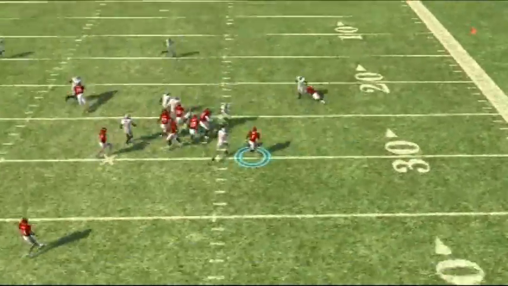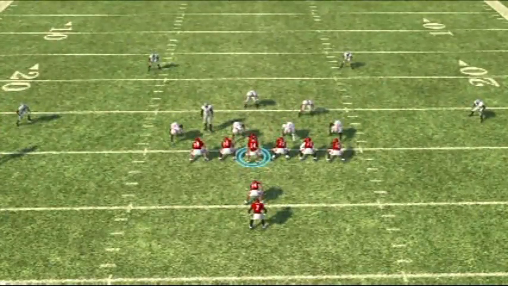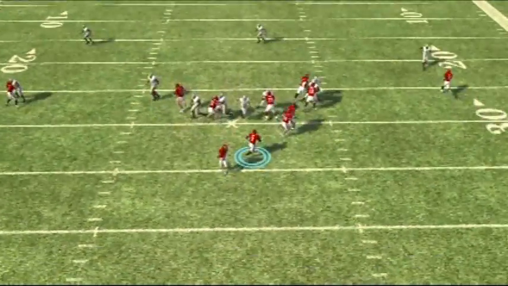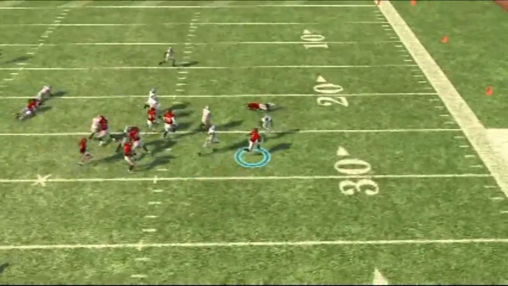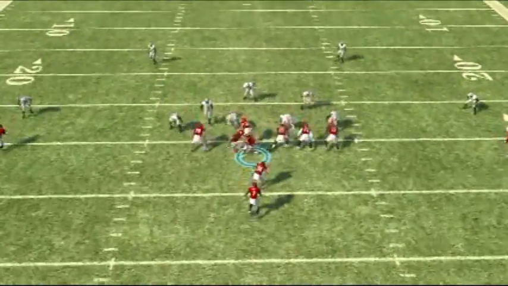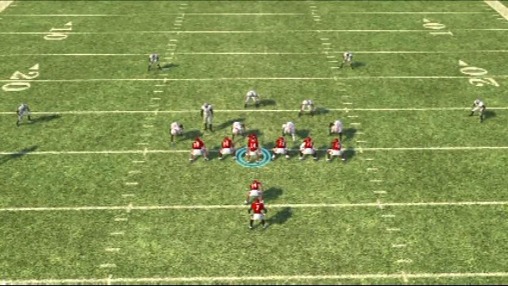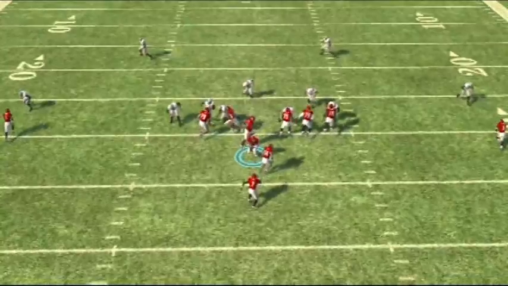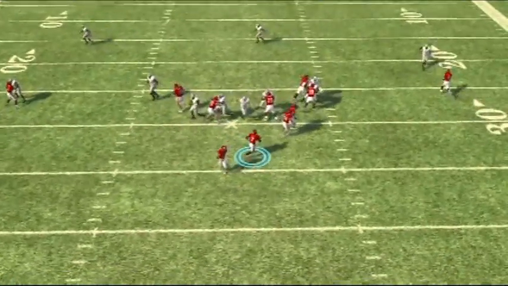But anyways, I just wanted to point out that there's a difference between the blocking schemes when you use lead block and when you don't. And I haven't really had a chance to get into it in depth to figure out when to use it, or what fronts to use it against, or what plays to use it for. But I just wanted to point it out. Thought maybe you guys could look at it, figure out for yourselves if it's something that you want to try on your offense.